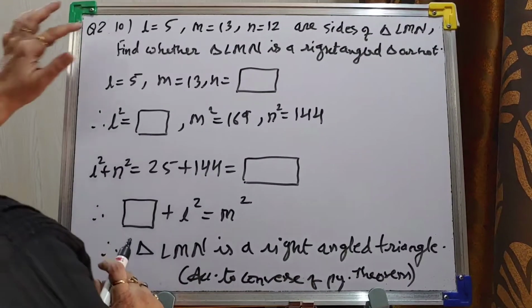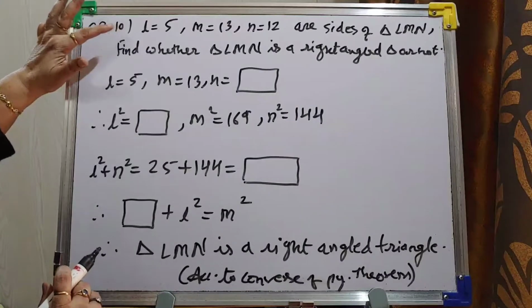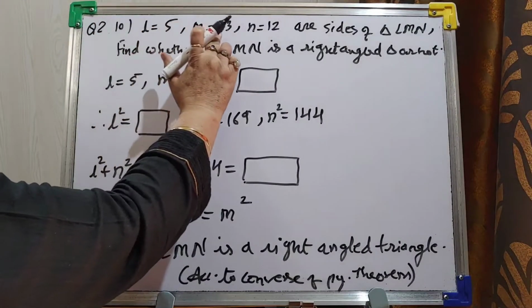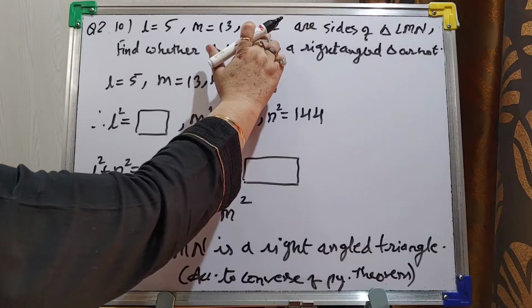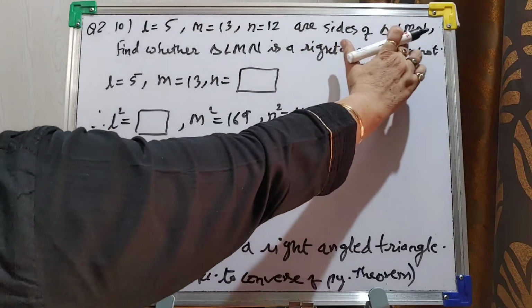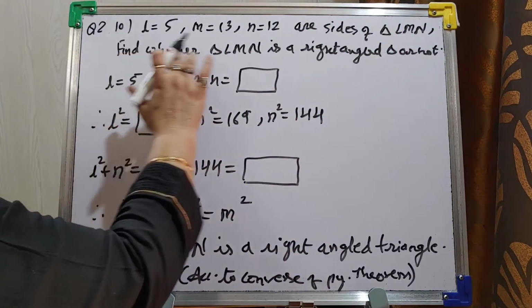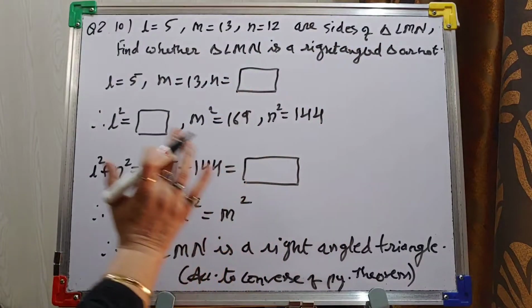Now students, let's solve the 10th sum, which is the last activity sum. L is given 5, M is given 13, N is given 12. They are the measurement of the sides of the triangle LMN. Find whether it is a right angle triangle or not.